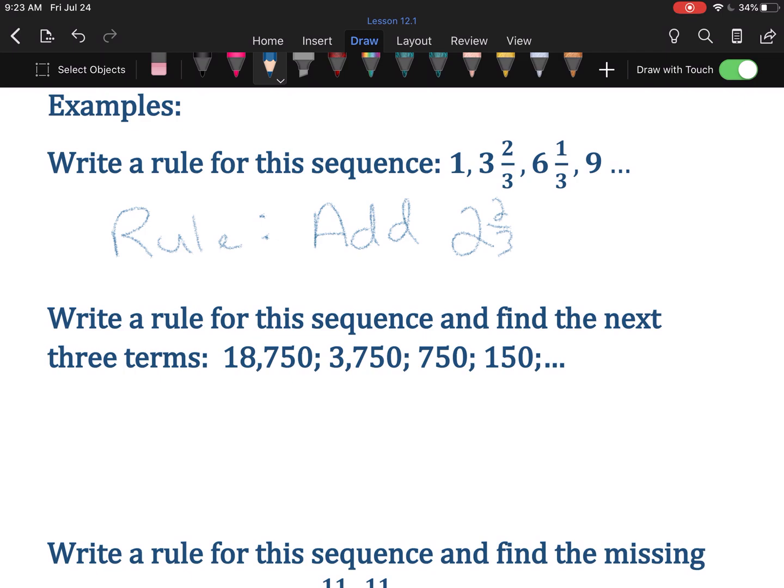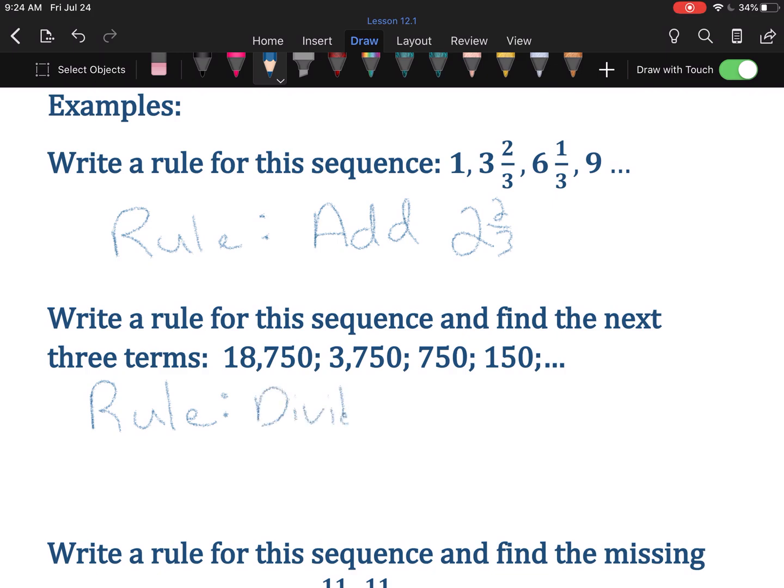Write a rule from this sequence and find the next 3 terms. Okay, so we start with a really big number, 18,750, and then we drop pretty hard to 3,750. We drop pretty hard again to 750, and drop pretty hard again to 150. So we're shrinking. Shrinking means we're either subtracting or dividing. It definitely looks like we are not going down by the same amount each time. So this is going to be division.